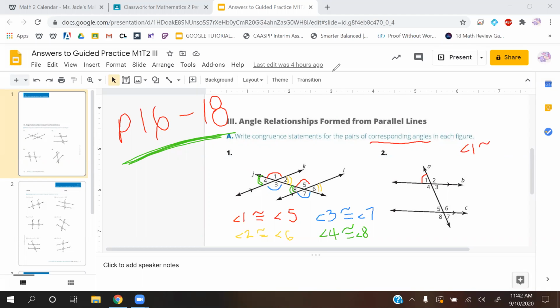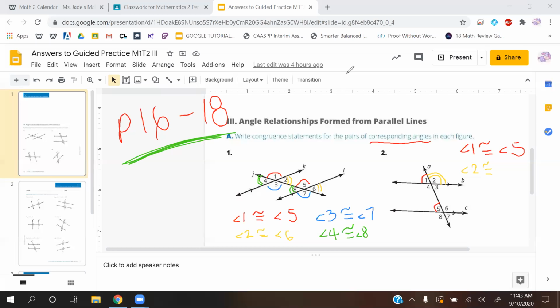Angle 1 is congruent to, shout it out, which one is corresponding? Good, I hear you guys say 5. Angle 5. Good. They're both in the top left spot. For the next one, I'm going to call on a specific person. So we have angle 2 is congruent to, and I want Noah to answer for this one. Which one is corresponding to angle 2, Noah?